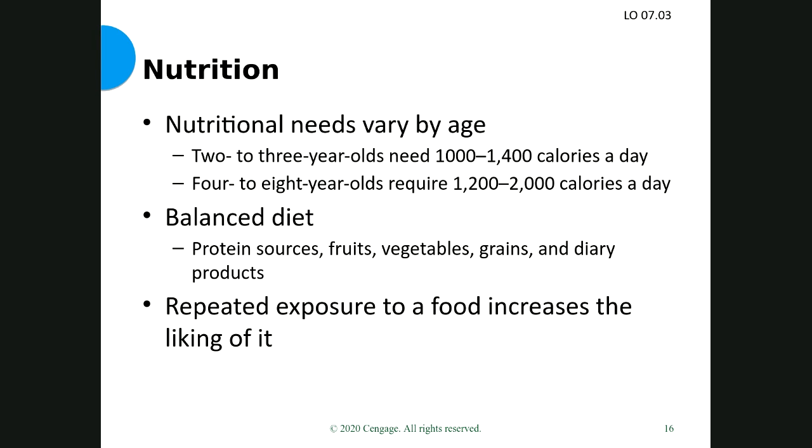become. So nutrition, it's about calories and balanced diets and those kinds of things.